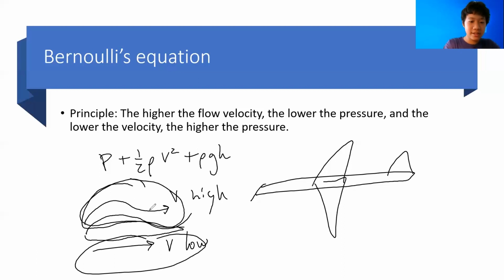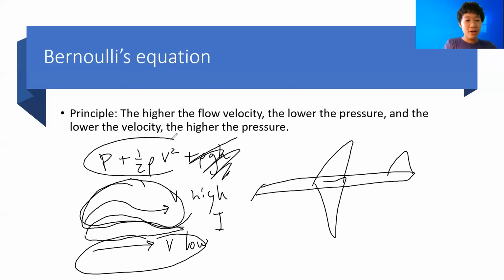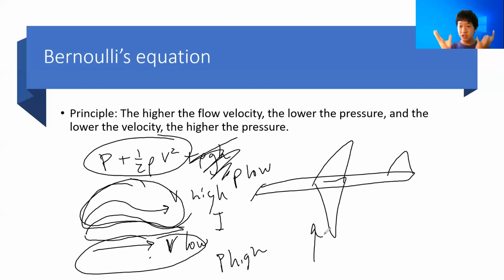So in this case, since they're basically at the same height, we can ignore the rho gh part, and we can see how P plus 1/2 rho v squared has to stay constant for the top and the bottom. This means that since the velocity is low down below, the pressure is higher down below. And therefore, there's a net pressure going up, which will create lift. All right, so that's how Bernoulli's equation can relate to airplanes.